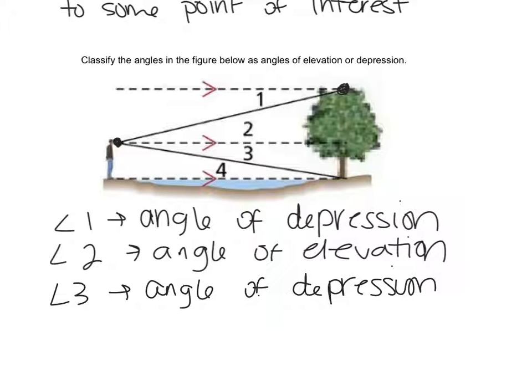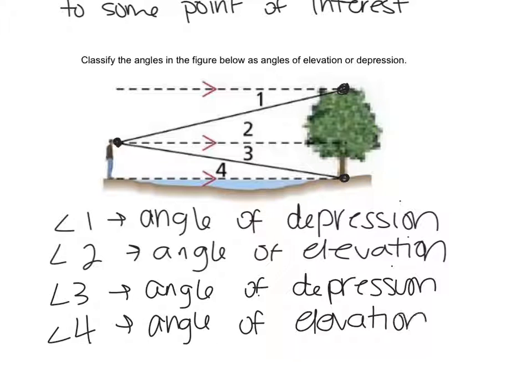That leaves us with angle 4. So from the base of the tree, the horizontal goes straight across. So from the base of the tree to the person is where angle 4 is, which is an angle of elevation. So depending on where your horizontal is and depending on if the angle goes up or down, that determines whether it's an angle of depression or elevation.